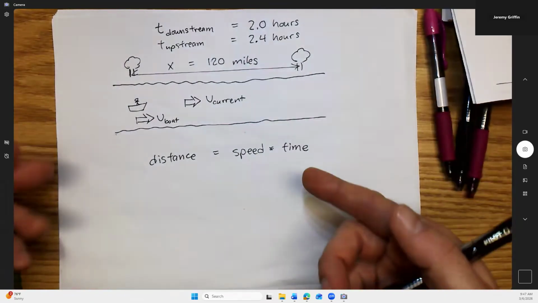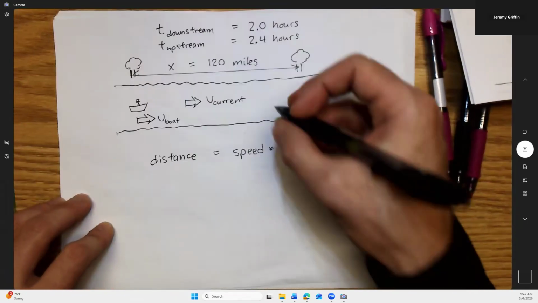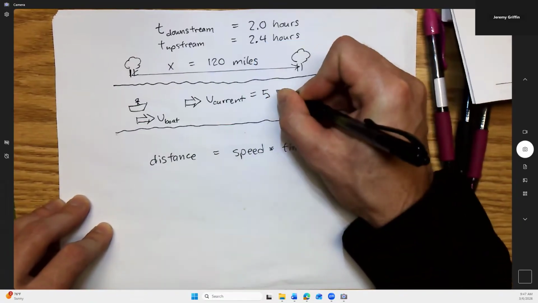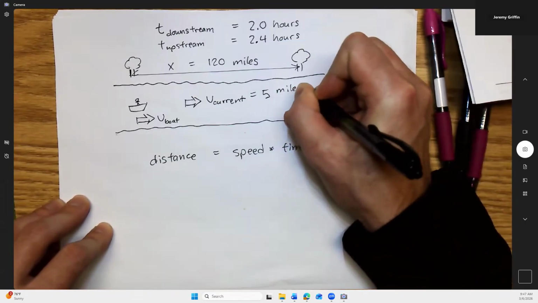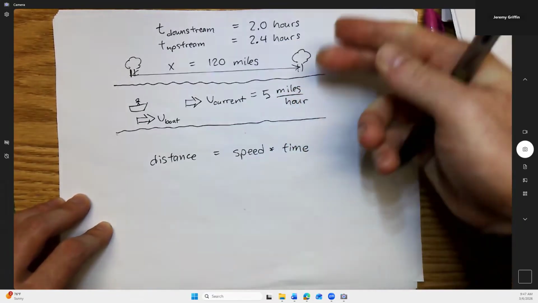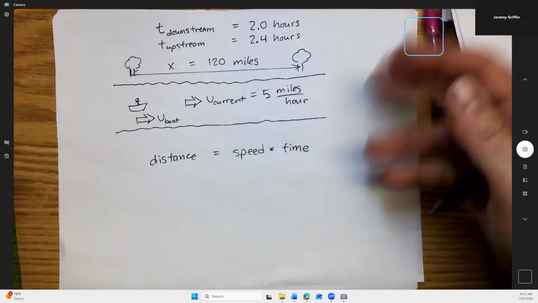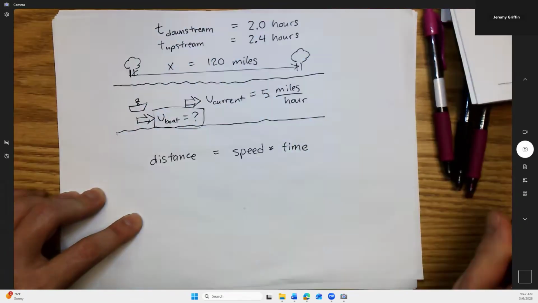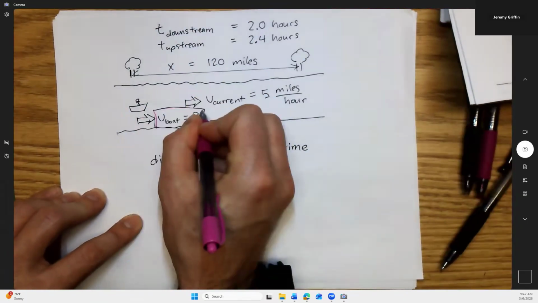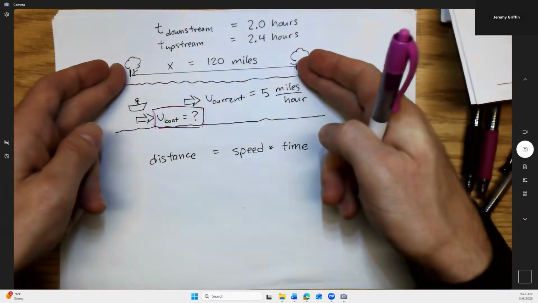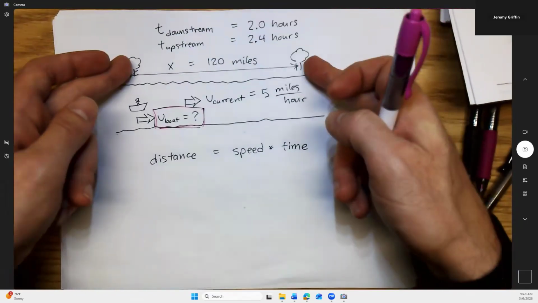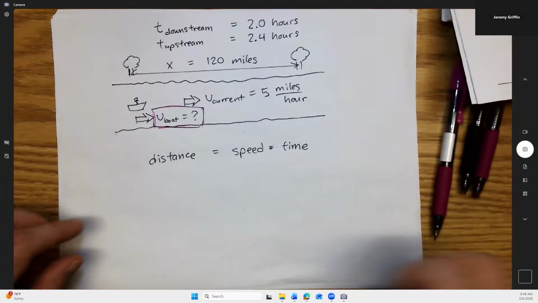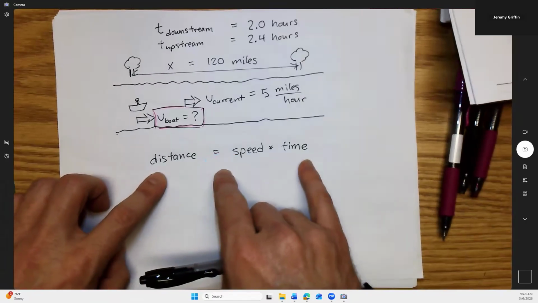Okay. And maybe you're given one of these values. Like, what if the speed of the current is equal to 5 miles per hour? Right. So all my distances are in miles, my times are in hours. And the question is, what's the speed of the boat? That's what you got to solve. So that's your goal, to find the speed of the boat so that going 120 miles downstream takes 2 hours, and the same 120 miles, but upstream takes 2.4 hours. You guys got the difference? Right? Yes, sir.